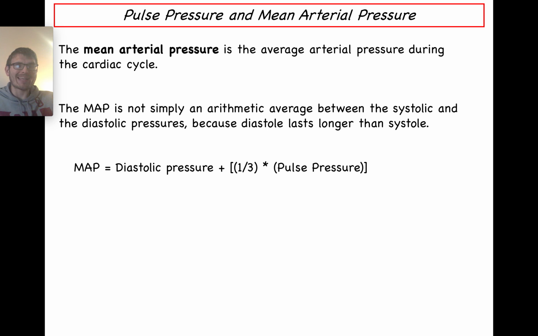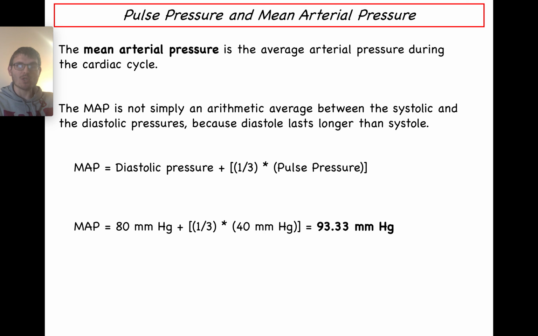So the way that we can calculate this, it's a little bit more of a hassle than just adding the two numbers together and dividing by 2. You take the diastolic pressure plus 1/3 of the pulse pressure. So if we use the 120 over 80 figure that we used in the previous slide, 80 millimeters mercury plus 40 over 3 would give us a mean arterial pressure of approximately 93.33 millimeters mercury.